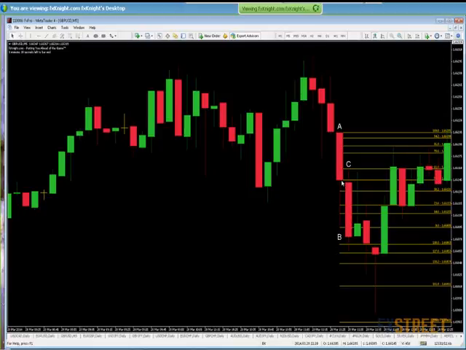And if I come over here, yeah, we're halfway between A and B. That's what 50% means. In this case, we retrace to this line, which is 61.8. Or roughly, we retrace 2/3 of the way back.